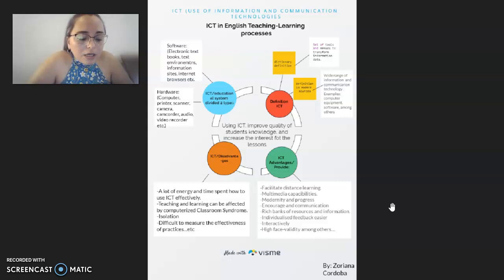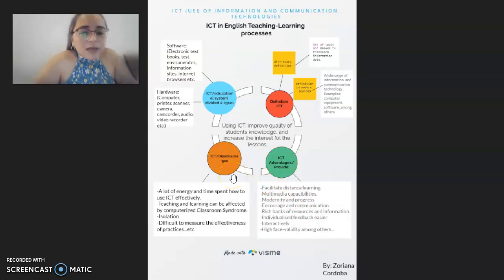Another advantage is that ICT makes individualized feedback easier. ICT can be used very interactively. And the last one, ICT offers high face validity, among other examples. We have a lot of them. Next, we have the ICT disadvantages.